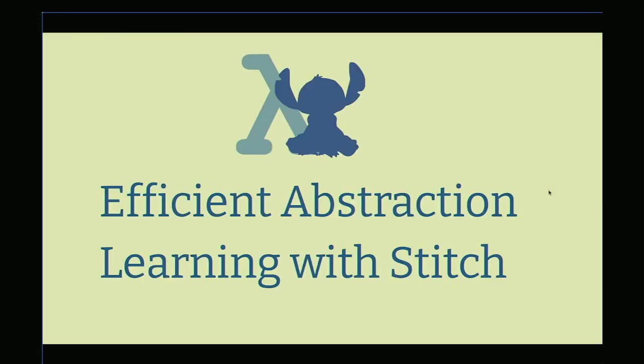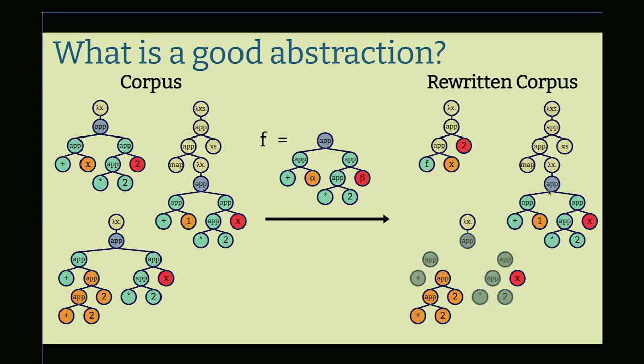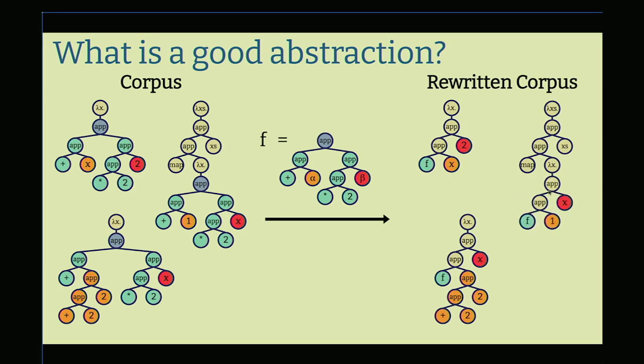at the evaluation. So in Stitch, we're looking at making abstraction learning actually scalable. So first, we need a notion of what even is a good abstraction. As we saw earlier, if you have a corpus of programs and some abstraction for common structure in those programs, you can rewrite them in terms of that abstraction. And our utility metric is going to be the difference in size. So how much smaller can you make the corpus when you rewrite it?